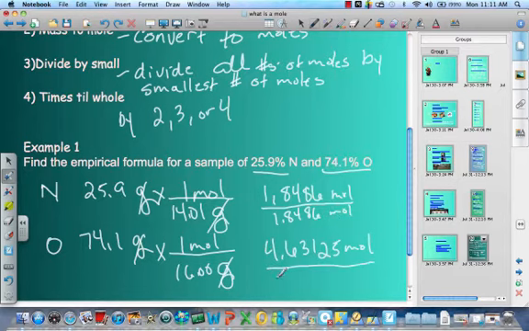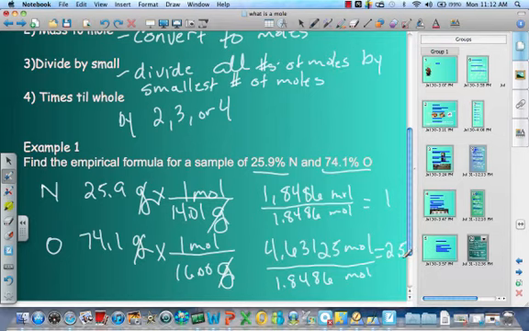Divide both of them. Okay, so this is going to be 1. So let's do the other number, 4.63125 divided by 1.8486. All right, I got 2.5.